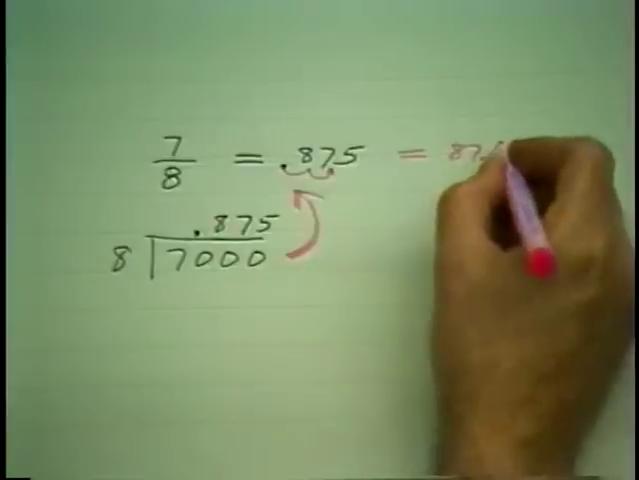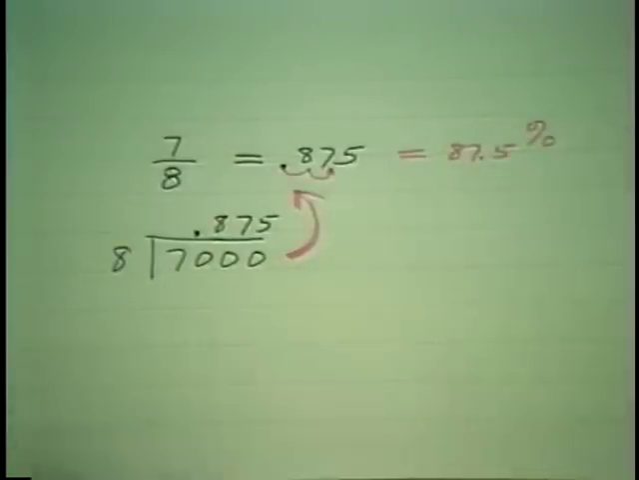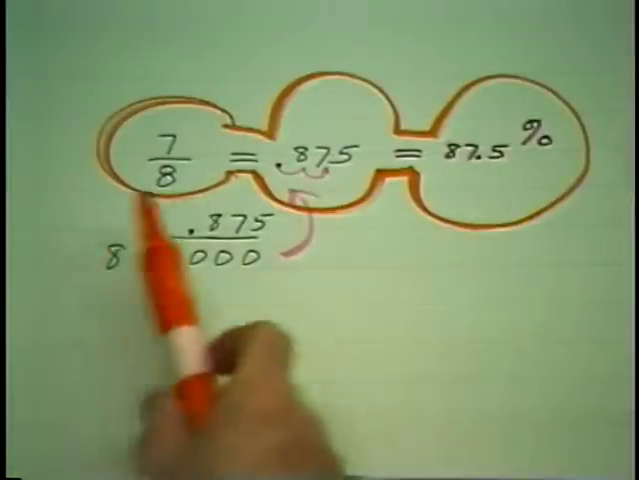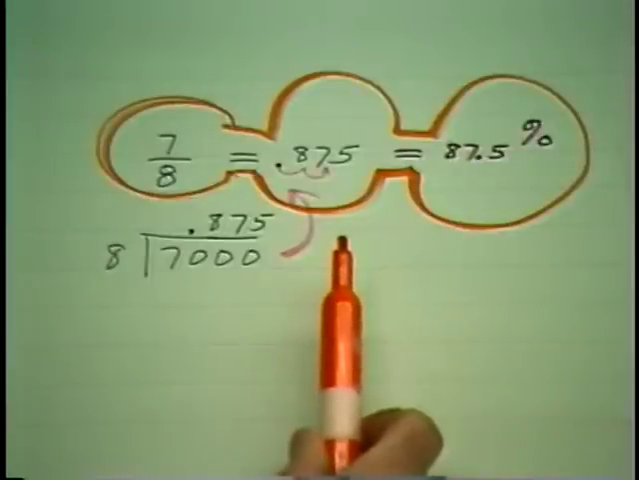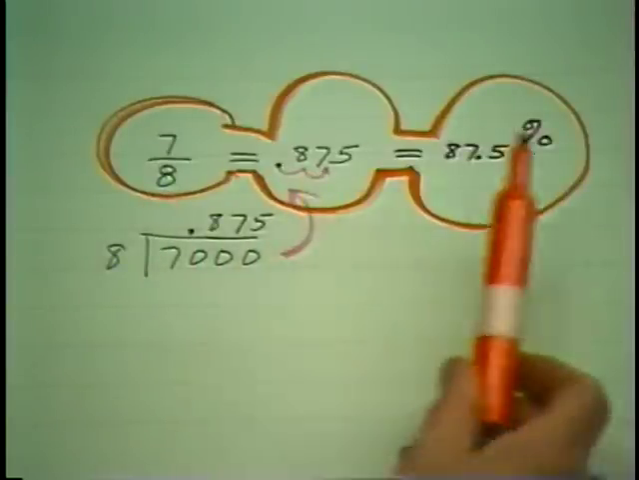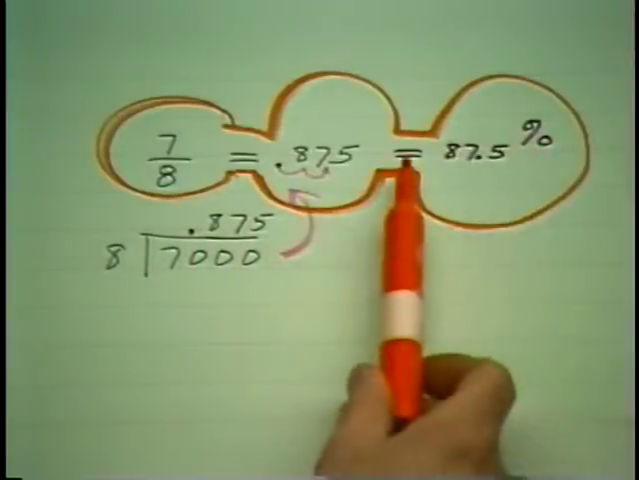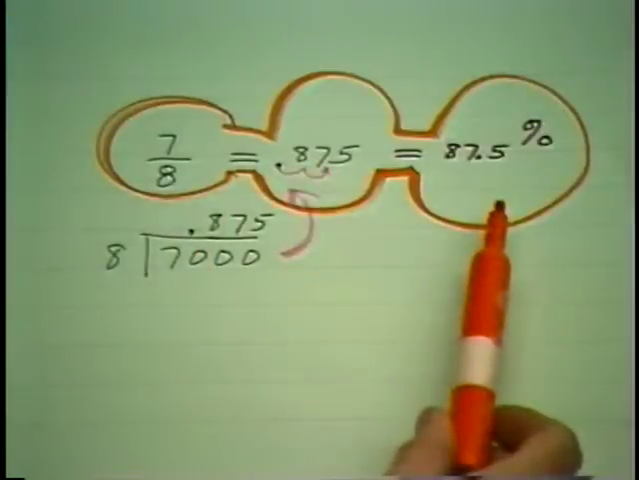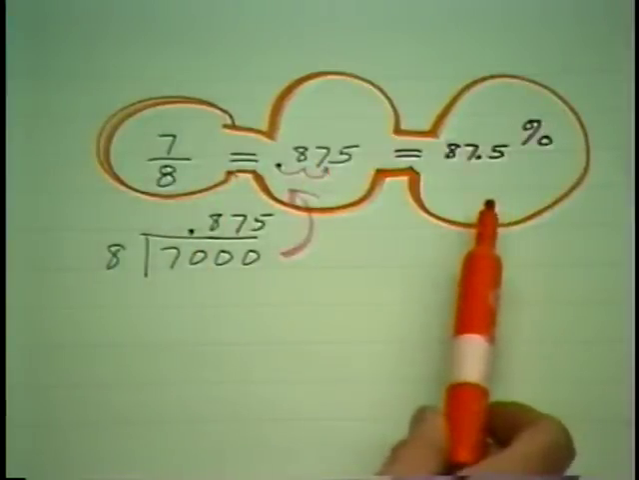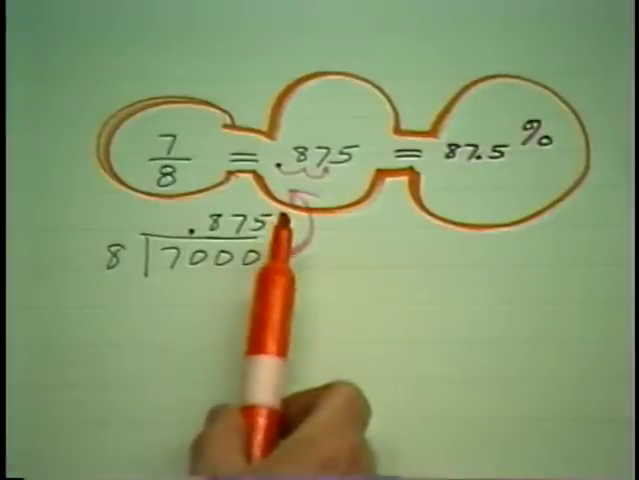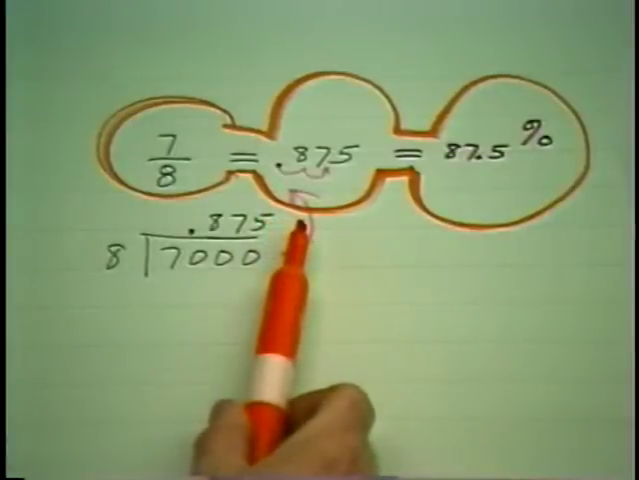and add the percent symbol. Now this total statement really sums up what we've been doing in this chapter so far. Notice we have a fraction, a pure decimal, and a percent. And the equal signs emphasize that we have the same number in every case. We're simply choosing to write it in a different form. And again, that's an idea always to keep at the back of your mind.